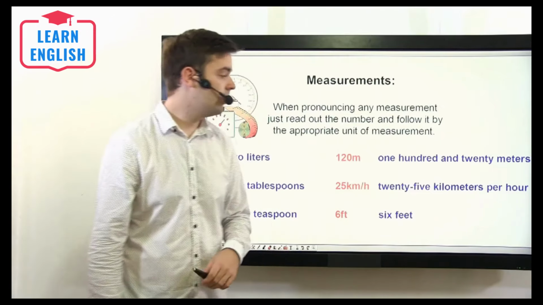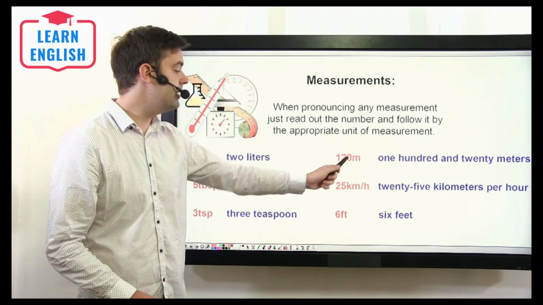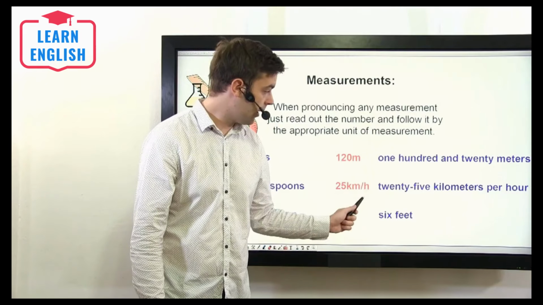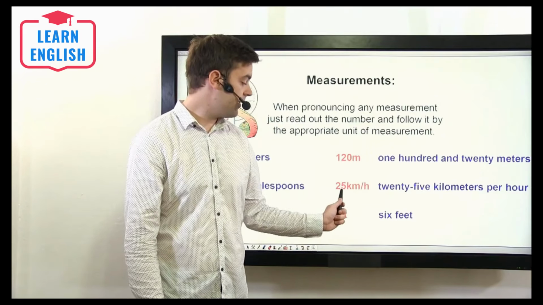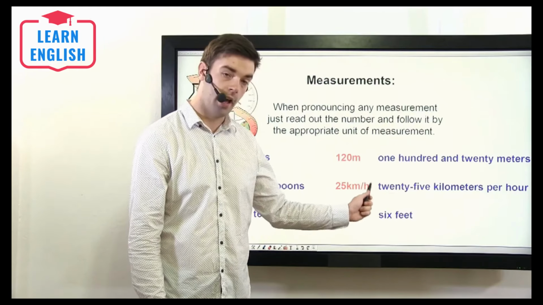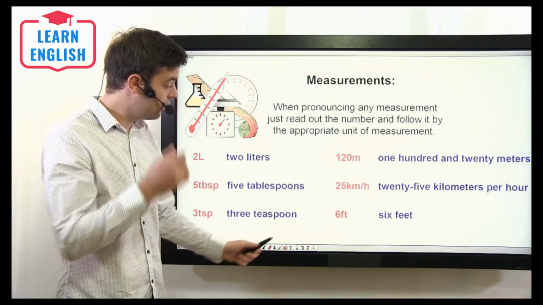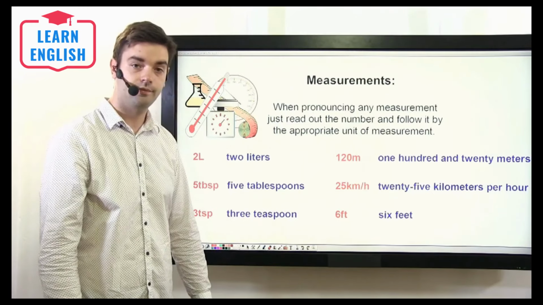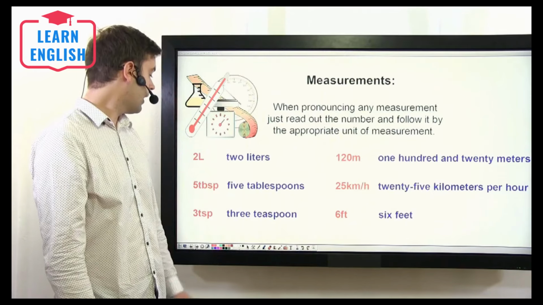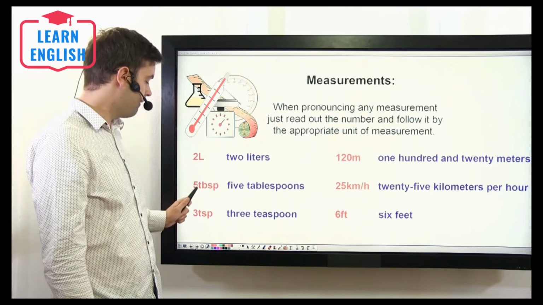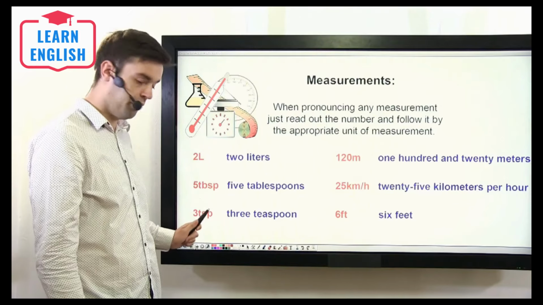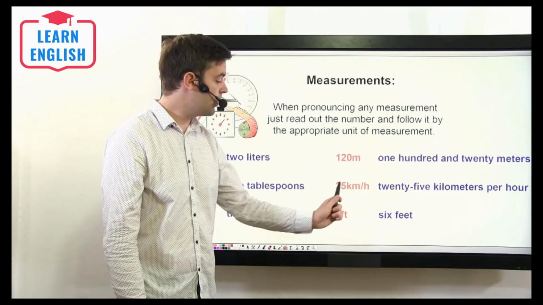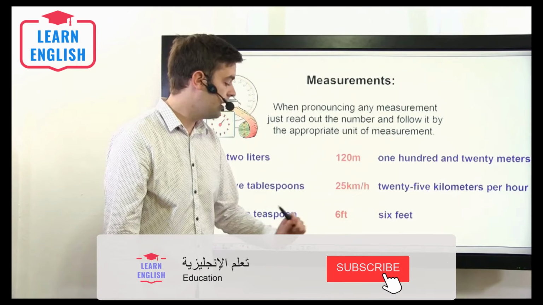120 meters. 25 kilometers per hour. 6 feet. So, 2 liters, 5 tablespoons, 3 teaspoons, 120 meters, 25 kilometers per hour, and 6 feet.